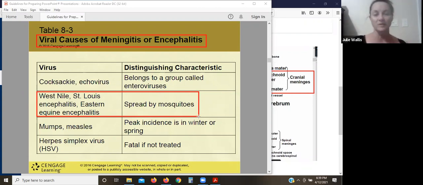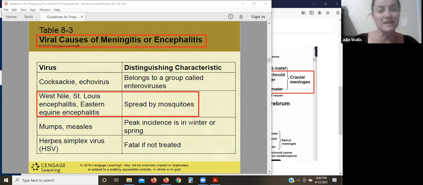One of the things that you need to pay attention to in this chapter, and I added all of these tables to these PowerPoints. I don't think the original PowerPoints in Canvas had these tables in them. But these tables are from your book. Some of them I added additional information to, and some of them I did not. But any of these that I added in here, you need to pay attention to these distinguishing characteristics. If they're transmitted by a certain type of arthropod, for example, West Nile is transmitted by mosquitoes, you need to remember that.